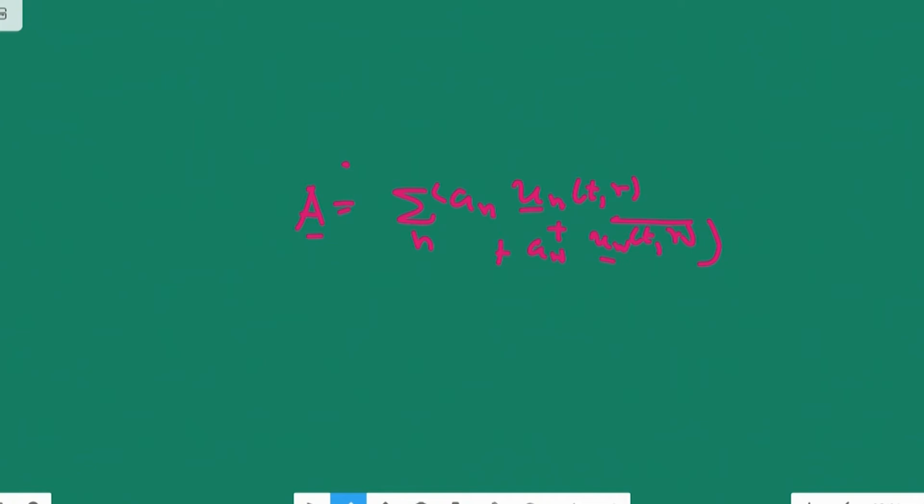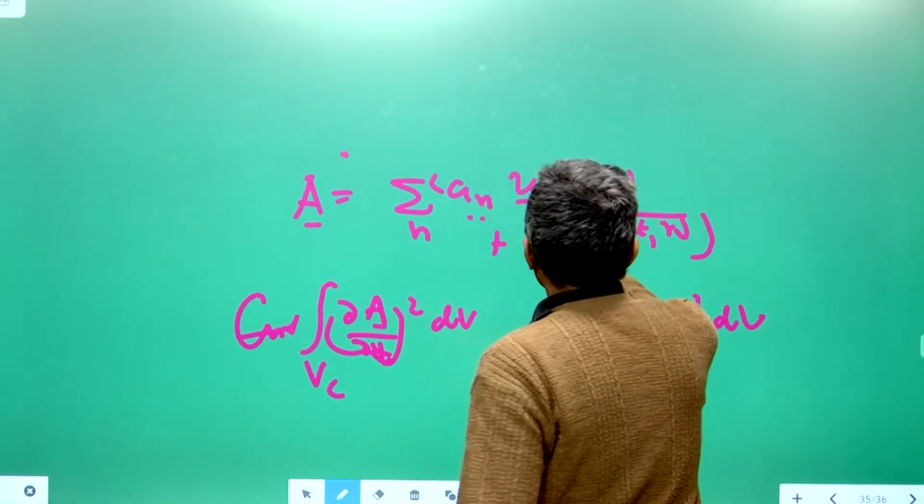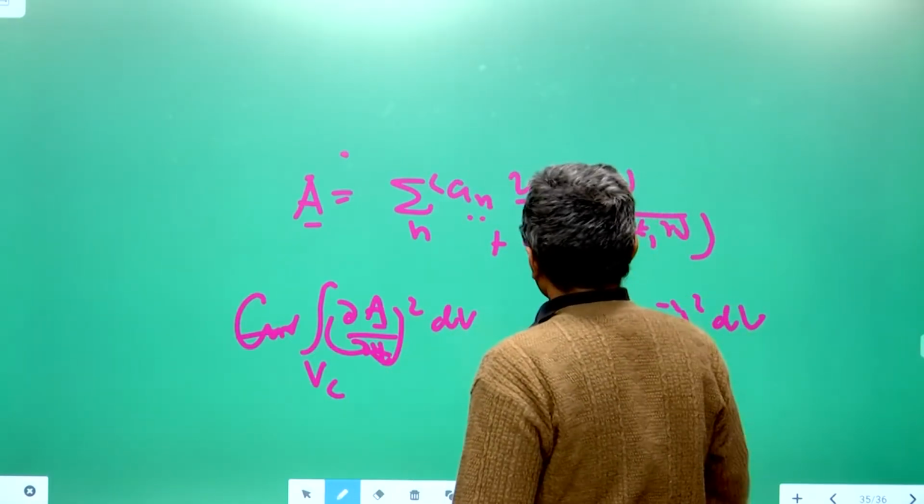And if you substitute this into the equation, say dou A by dou t, and you try to calculate dou A by dou t square dV over the cavity, then you will get a quadratic form in An and An dagger. Likewise, if you calculate curl of A square dV over the cavity, you will get another quadratic form in An and An dagger, and if you add the two, you will get the Hamiltonian of a sequence of independent harmonic oscillators oscillating at the characteristic frequencies. If you use the orthogonality of the modes, the cross terms will cancel out.